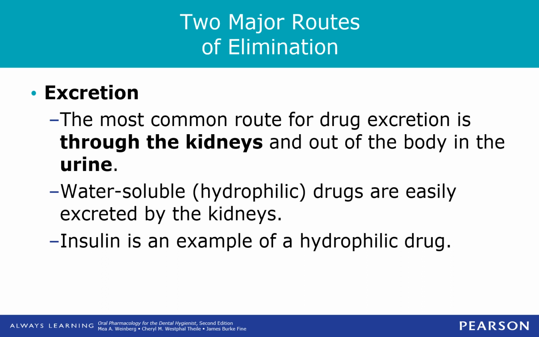There are two major routes of elimination. Excretion: the most common route for drug excretion is through the kidneys and out of the body in the urine. Water-soluble, hydrophilic drugs are easily excreted by the kidneys. Insulin is an example of a hydrophilic drug.